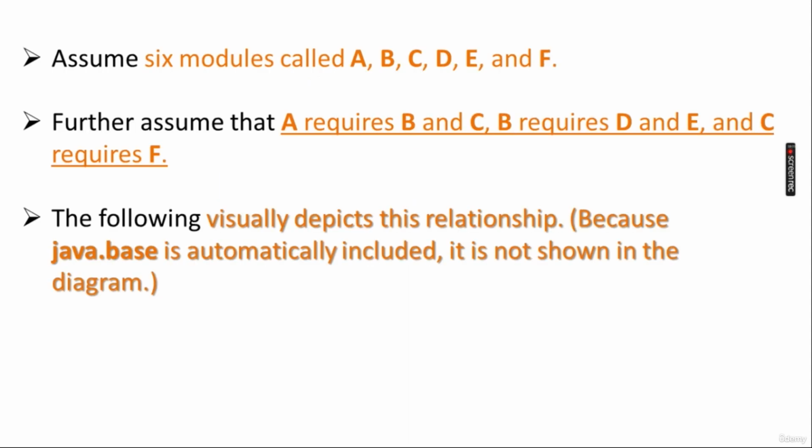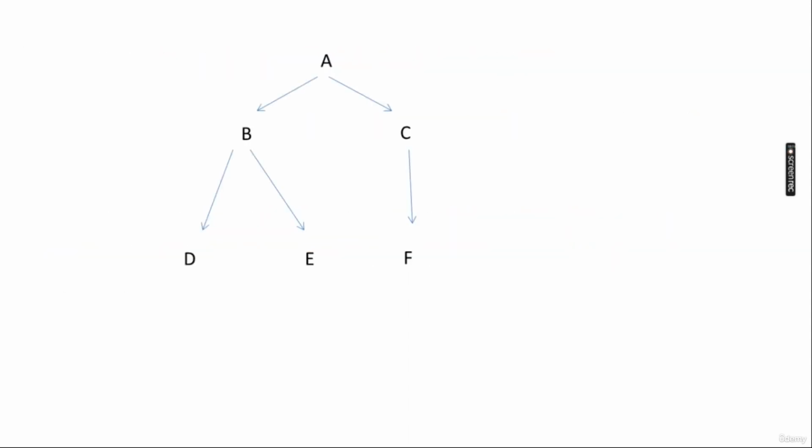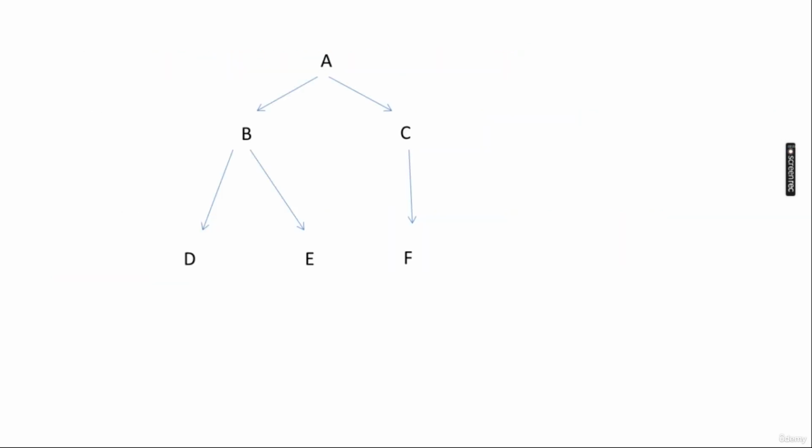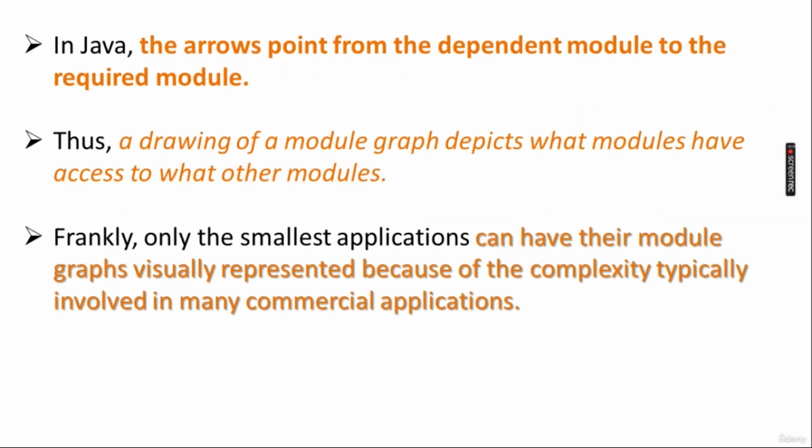Okay, A, B, C, D, E, F. So A is dependent upon B, C, B is dependent upon D, E, and C is dependent upon F. Okay, A requires B and C, B requires D and E, C requires F module. Okay, the arrows point from the dependent module to the required module. A drawing of a module graph depicts which module has access to which other modules.